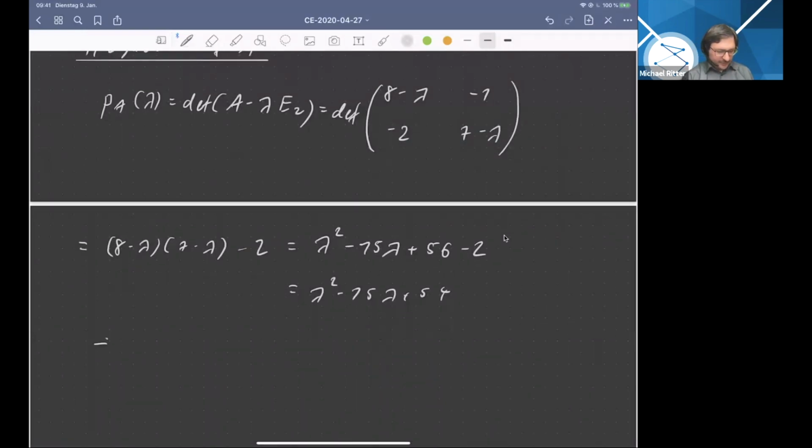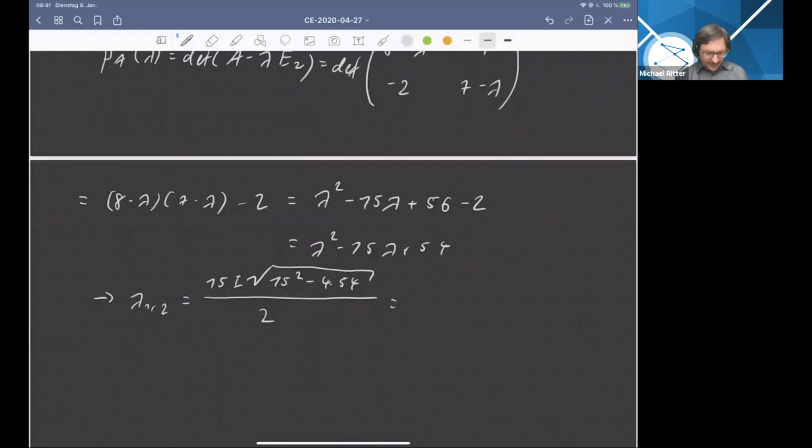The roots of this one can be determined by the well-known quadratic formula. So just apply that one. That is 15 plus minus the square root of 15 squared minus 4 times 54, over 2. And that is 15 plus minus the square root of 225 minus 216. So 15 plus minus the square root of that difference, which is 9. Okay, so we get 15 plus minus 3 over 2.